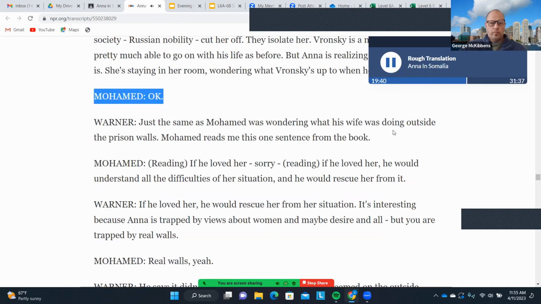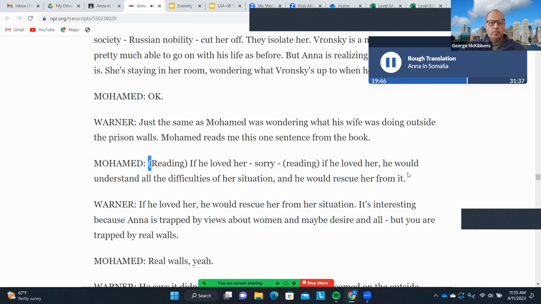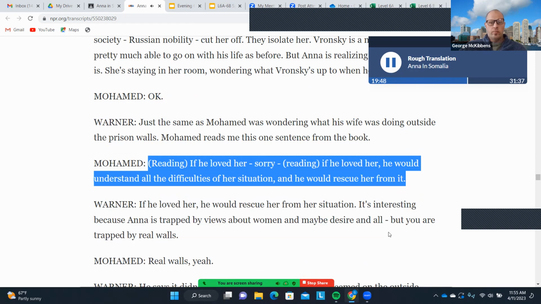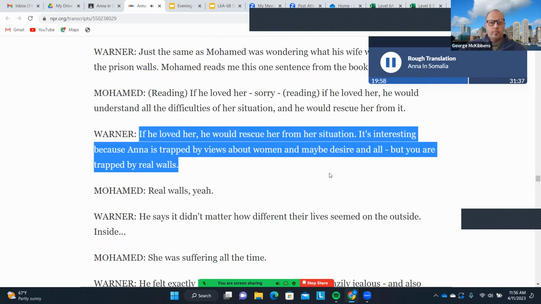Just the same as Mohammed was wondering what his wife was doing outside the prison walls. Mohammed reads me this one sentence from the book. If he loved her, he would understand all the difficulty of her situation, and he would rescue her from it. If he loved her, he would rescue her from her situation.